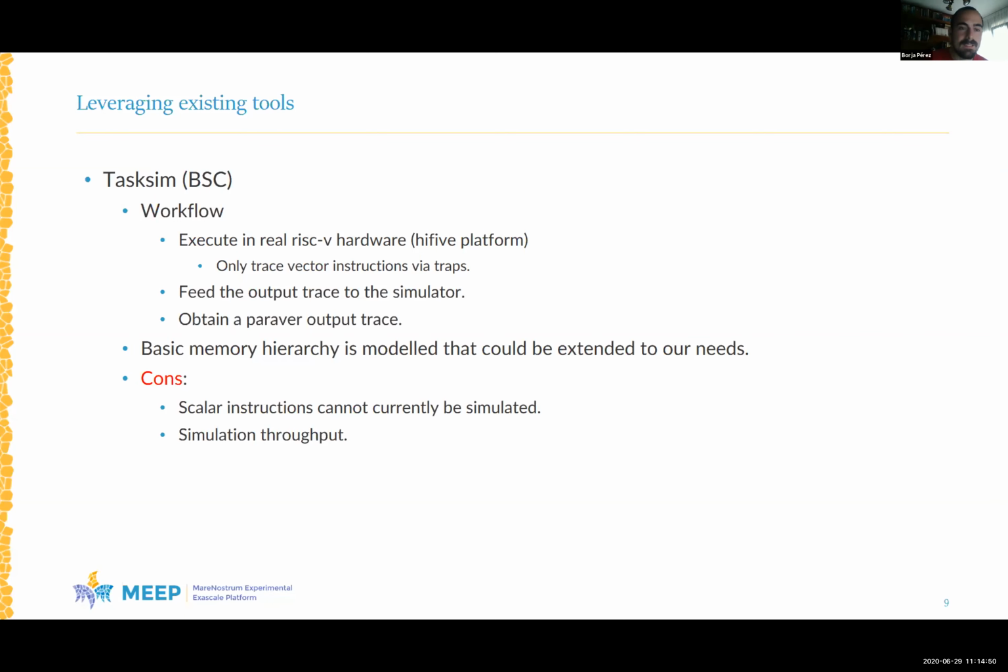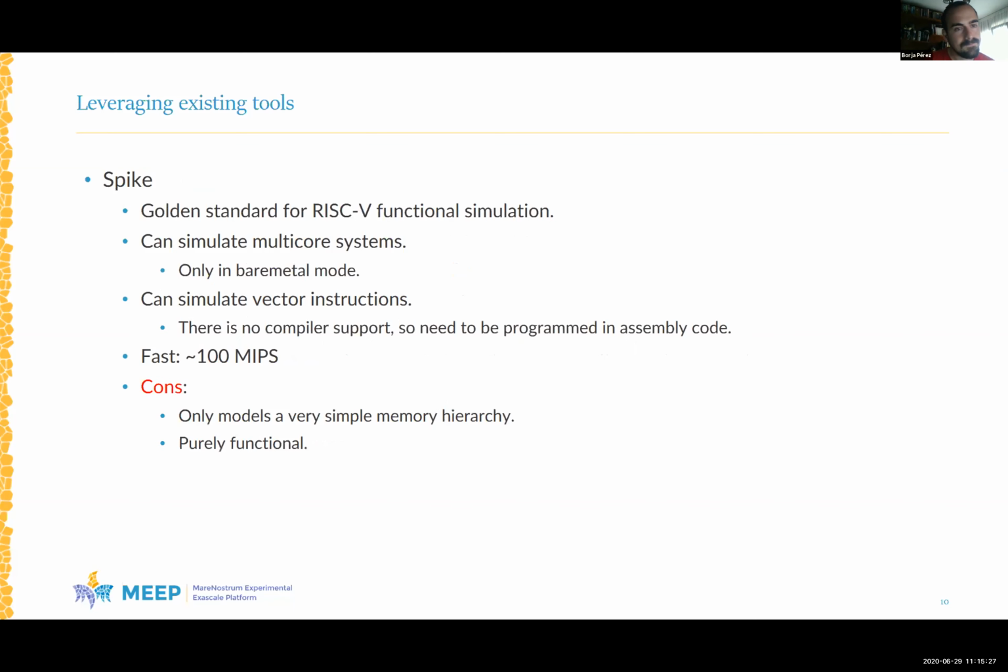And what they do next is that they feed that trace to the simulator, to TaskSim, and obtain some results into a Paraver trace. And Paraver is a tool that we've got here at BSC that lets us look at data and see what really happens in the applications. And all of this is really nice, but the main problem is that it doesn't model the scalar instructions. Before, the problem was no vector instructions were modeled. Now the scalar are not there. And also being trace driven, the simulation throughput wasn't enough for what we needed in MEEP. So we weren't able to use this either.